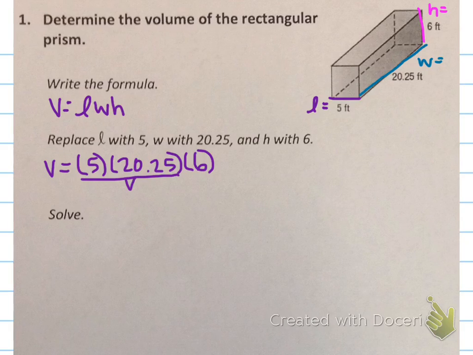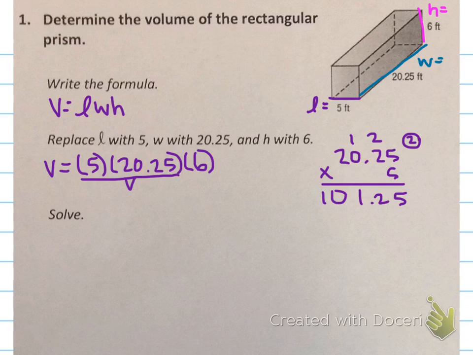Why don't you go ahead and do that on your own? Press pause, and then when you're done, press play to check. So I got 101.25. So now we're going to write volume equals 101.25 times 6. And we need to multiply again to get our final answer. So again, I want you to do this on your own. Press pause to work it out, and then press play to check.